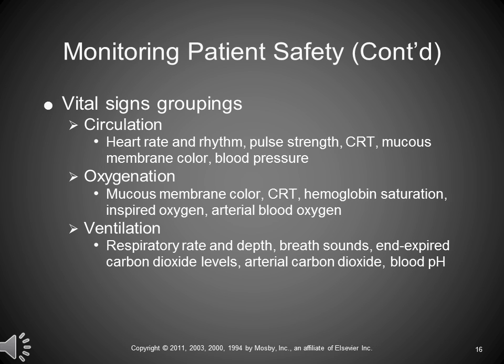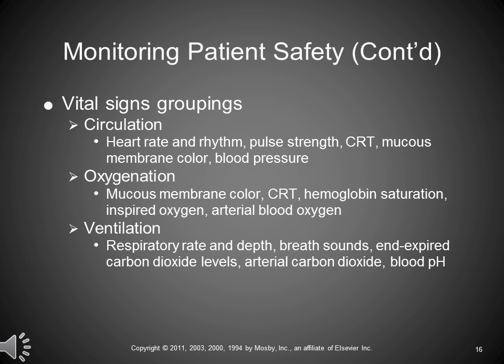Oxygenation, which is the integration of circulation and ventilation. For oxygenation, we're going to look at mucous membrane color, capillary refill time, hemoglobin saturation, there's your pulse oximeter, inspired oxygen, arterial blood oxygen. And for ventilation, we want to check respiratory rate and depth, breath sounds, you ought to listen to these guys, expired CO2 levels, here's our capnograph, arterial carbon dioxide. If you've got a blood machine, you can check arterial carbon dioxide, arterial oxygen, and blood pH.